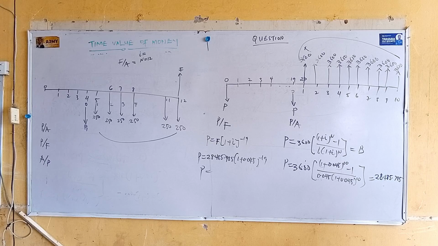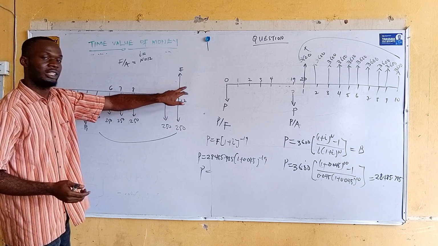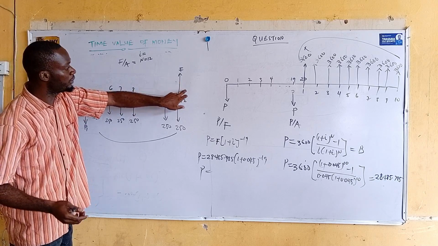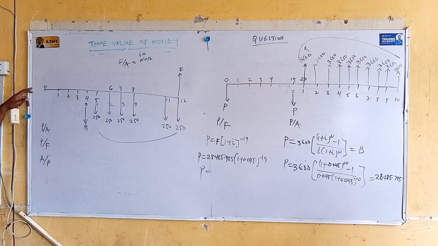A given F. The question is to find A. But it depends on what you want to use to find A, whether you want to use F or P. If you are taking this one to here, you now get F and A. You now bring F to here, it becomes P. Then you now find A.